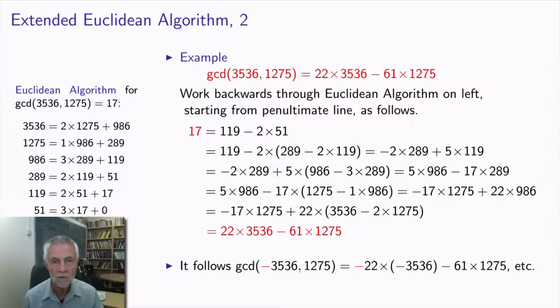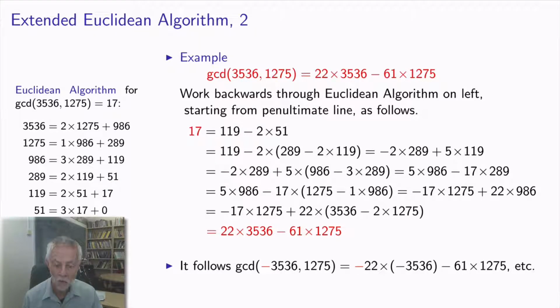So now I'll work through a particular case of the extended Euclidean algorithm, and we'll do it in such a way that we'll see the method clearly generalizes. So first of all, you recall we had the Euclidean algorithm itself, in which we computed the greatest common divisor of 3536 and 1275, and we found it was 17, and these were the lines of the argument. We ended up here with 17 as the greatest common divisor.